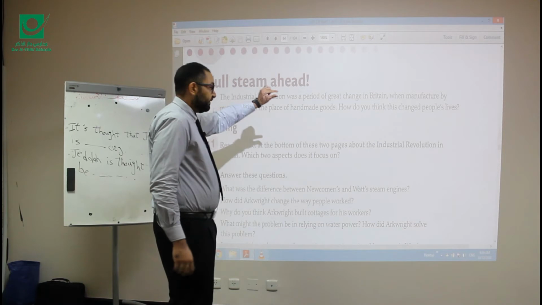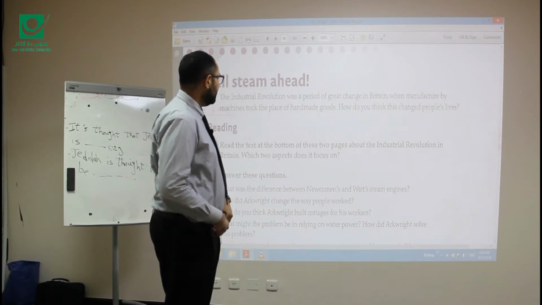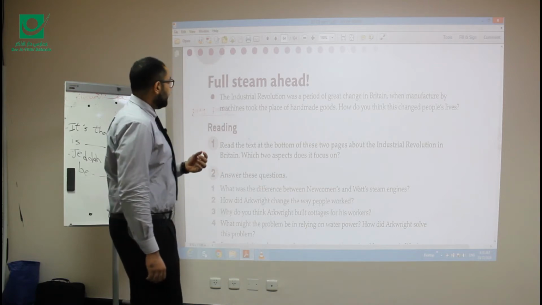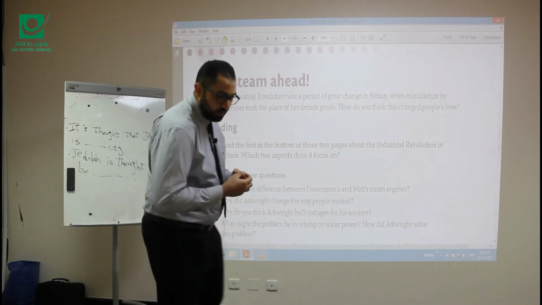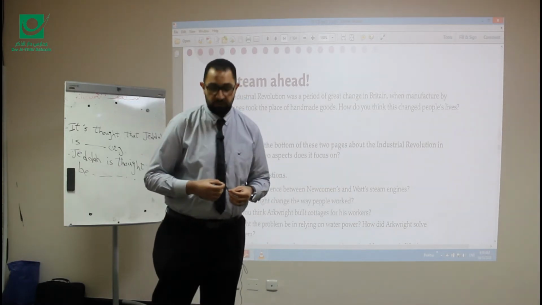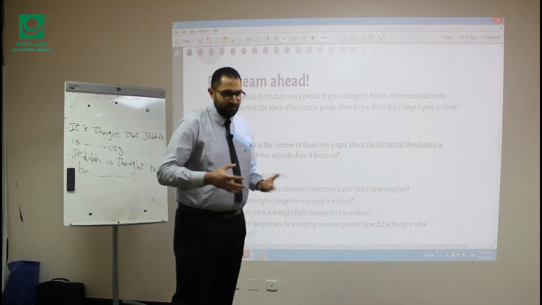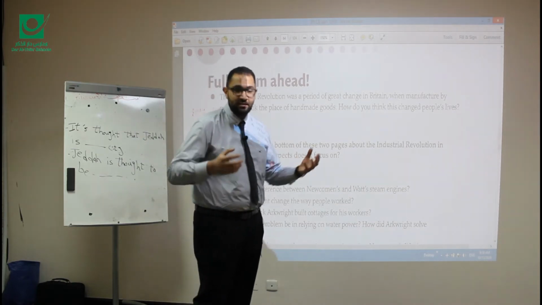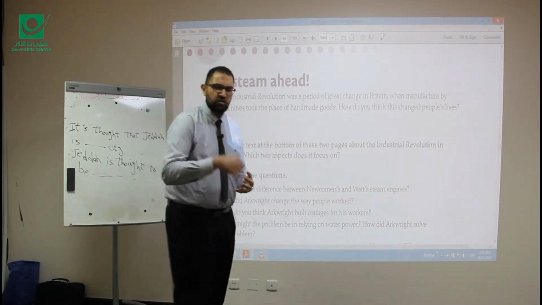So if you look here, we have two short lines at the very beginning, which say: the Industrial Revolution was a period of great change in Britain, when manufacture by machines took the place of handmade goods. You know, in the past people used to make things by hand, so they were known as handmade goods. Now, as you can see, manufacturing is everywhere. We have huge machines and huge factories for many aspects of life. Yes, many products, electronics, clothes, and so on.